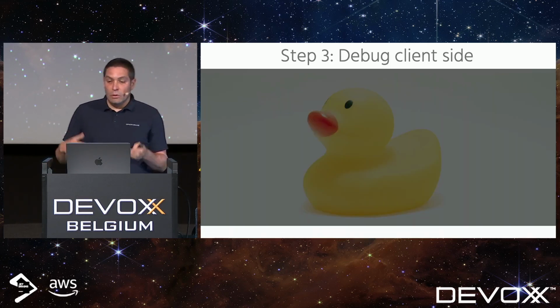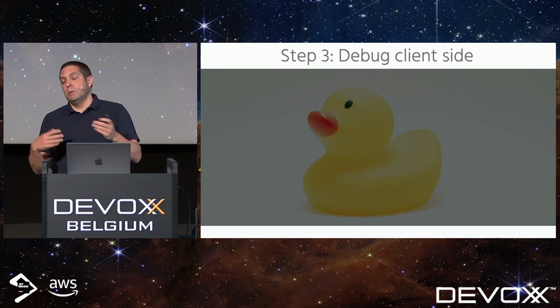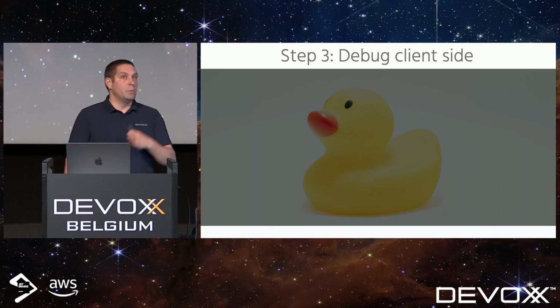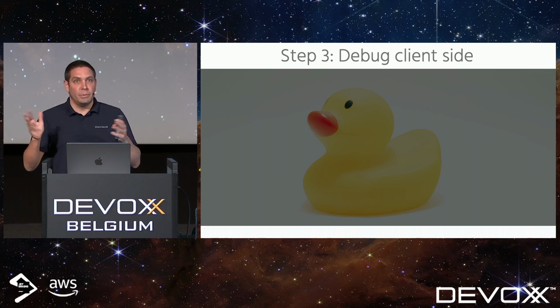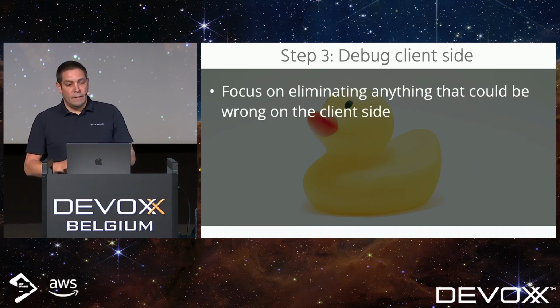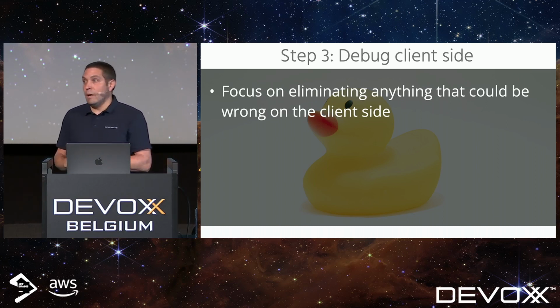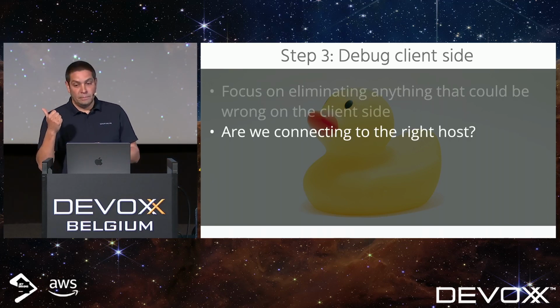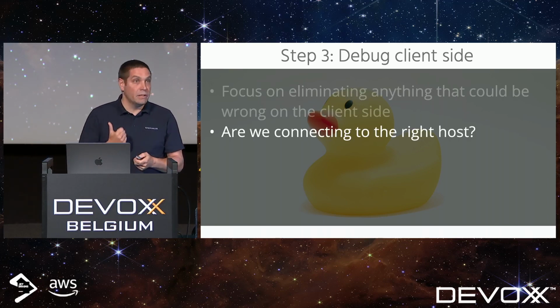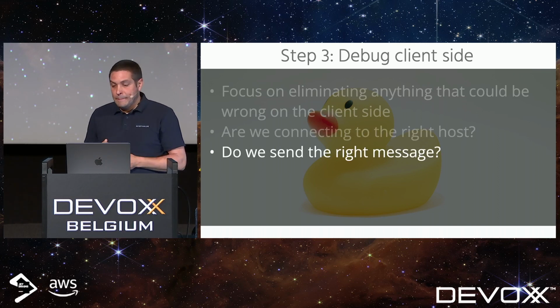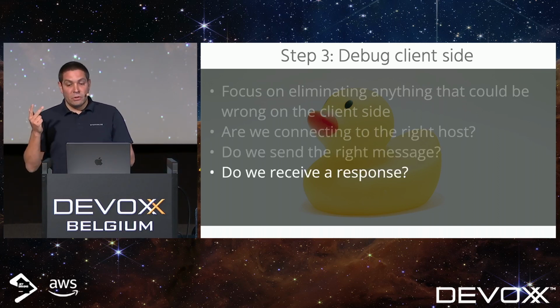So next step is to start looking at what's happening on the client side. So let's assume that a connection is something between a client and a server, right? Or a consumer and a producer, but there's typically 2 systems involved. So focus on eliminating anything that could be wrong on the client side. So think about, am I connecting to the right host at all? Do I send the right message? And do I receive a response or not?